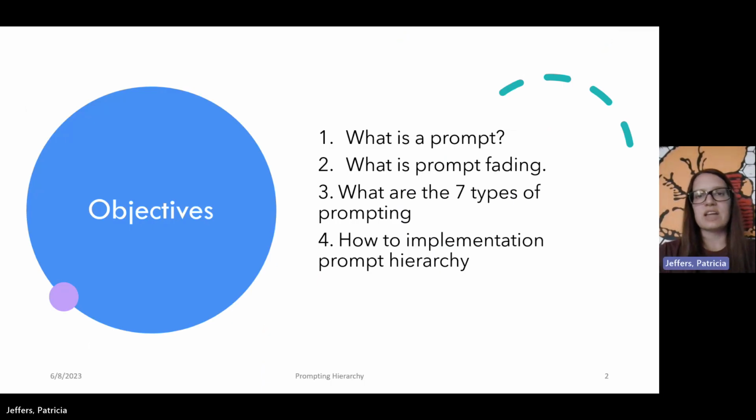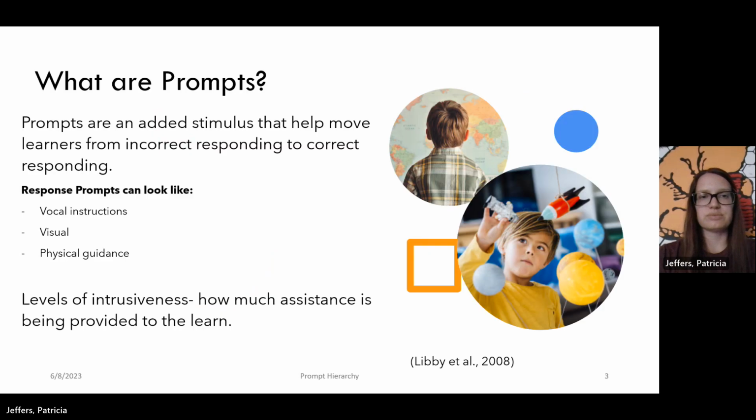So, over the next few slides, we will be discussing what prompts are, prompt fading and levels of intrusiveness, the 7 types of prompting, and how we can incorporate or implement prompts when working with our learners. Let's begin by discussing what prompts are and how they look.